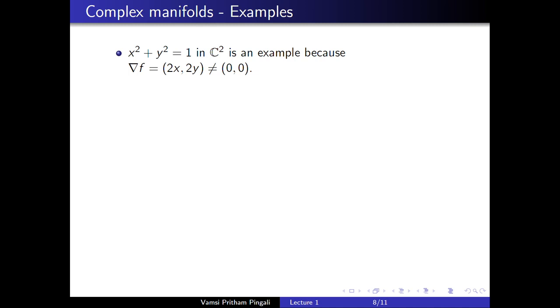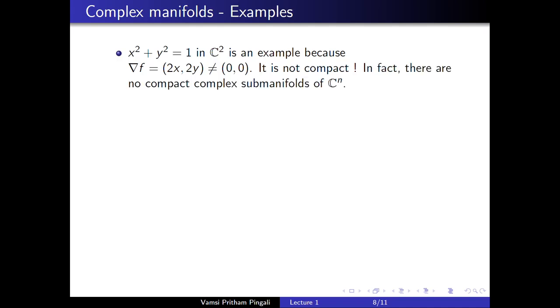So this is an example of a complex submanifold of C2. The small twist here is that it is not compact. Well, obviously, if y is allowed to be arbitrarily large, you can still solve for x. So, in fact, there are no compact complex submanifolds of Cn. This is a fact. Unlike in the real category, there are no compact complex submanifolds of your favorite space at all, right? So already it's a non-trivial question to come up with even one example of a compact complex manifold.